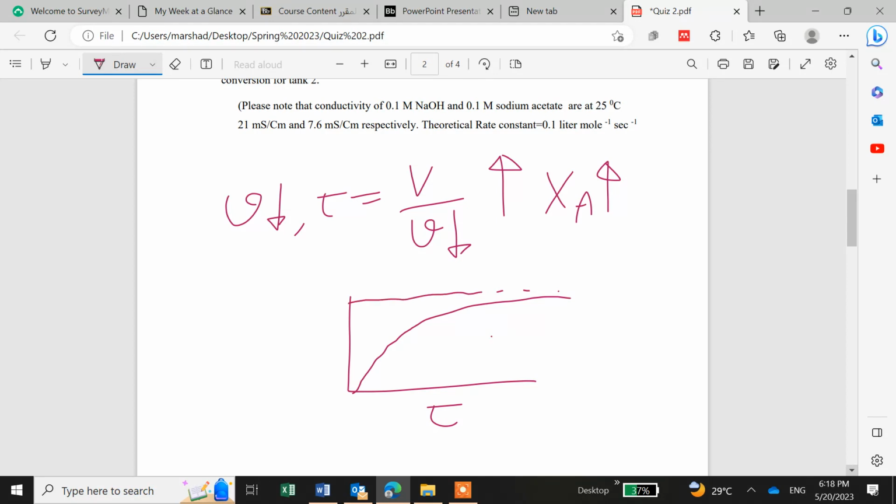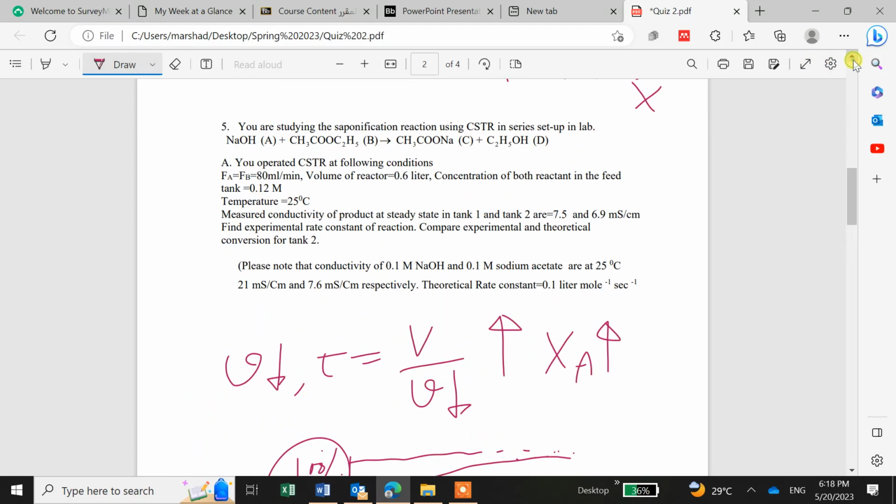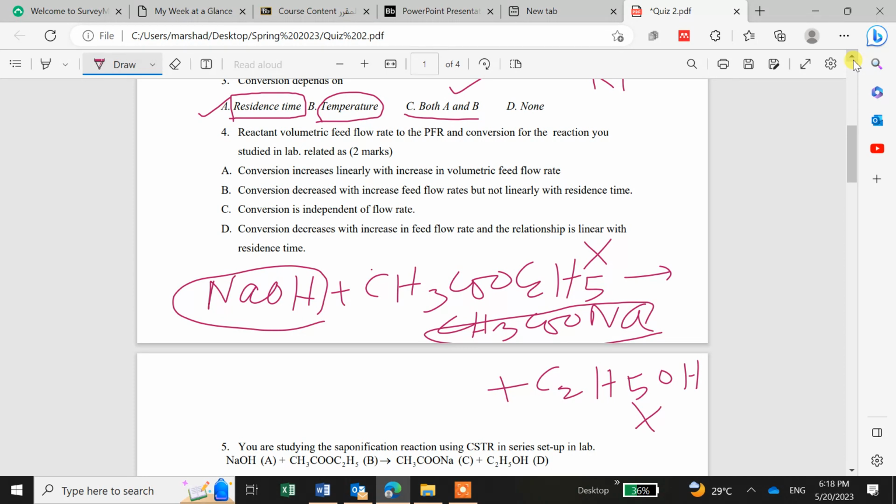So after some time, the amount of increase will be less and less. It will be 90, 95, 96, 98, 99, so not more than 100. So this relationship is not linear, right? Linear means a straight line, and this is not a straight line. So conversion increases with increase in residence time, but not linearly.